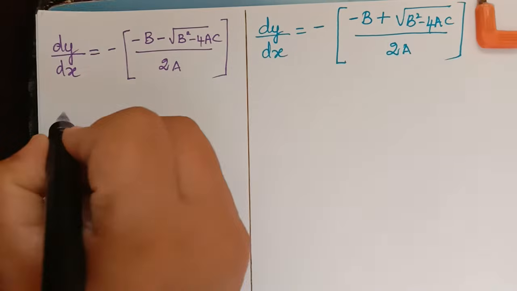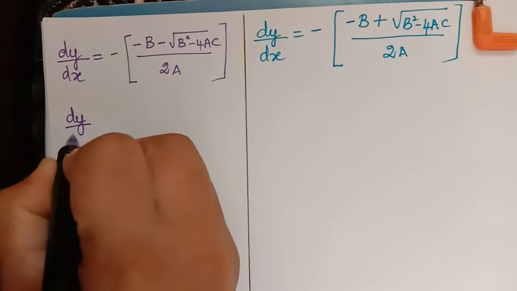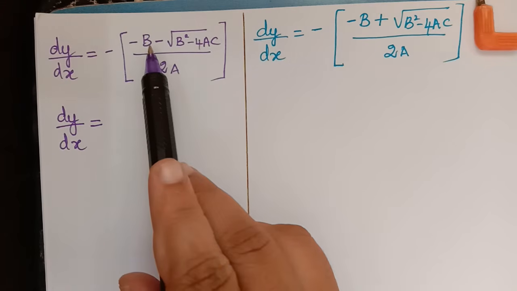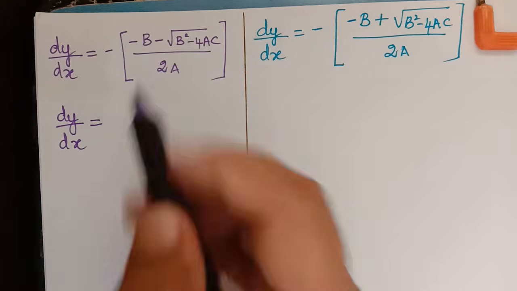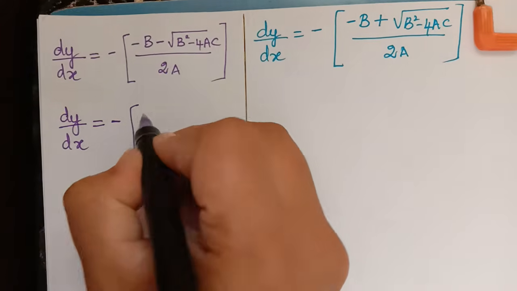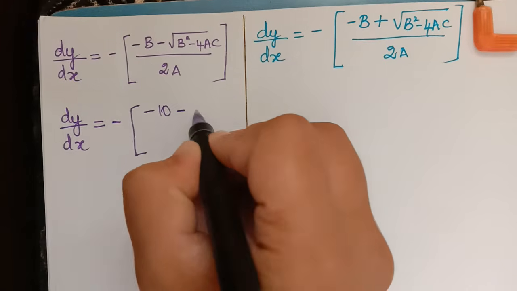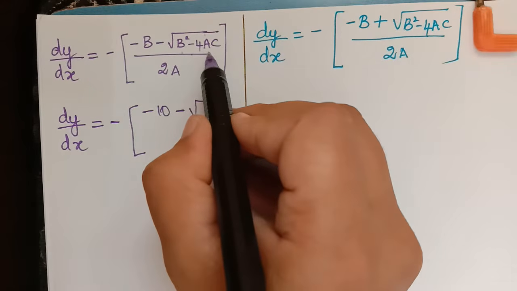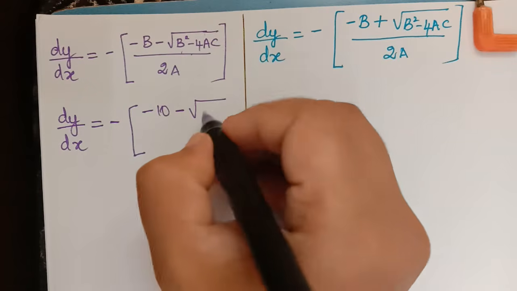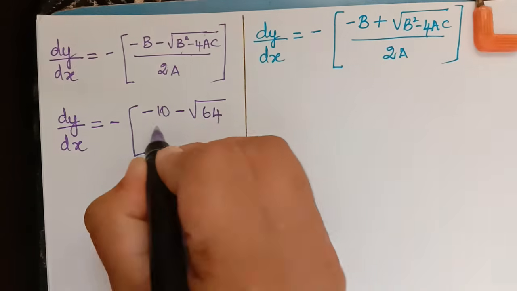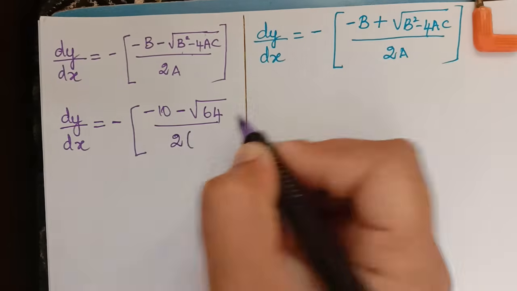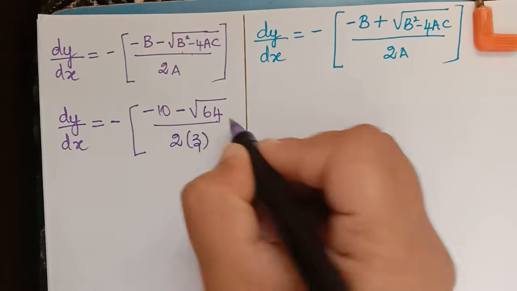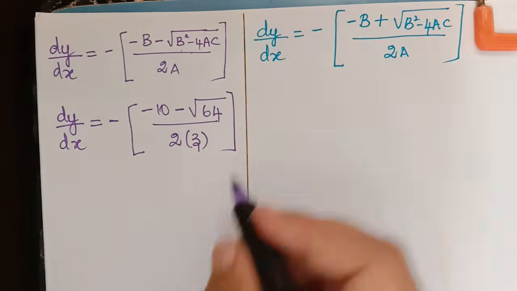So now dy by dx will be equal to, already we have taken and written the value of b. The value of b is 10. So it will be minus of minus 10 minus square root of, we have already evaluated the value of b squared minus 4ac to be 64. So let us substitute that. 64 divided by 2 multiplied with the value of a, we have got to be 3. So we have to substitute all the values.